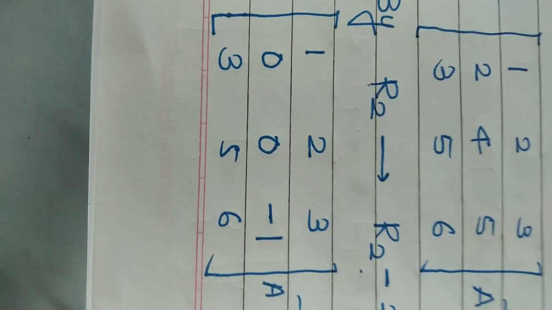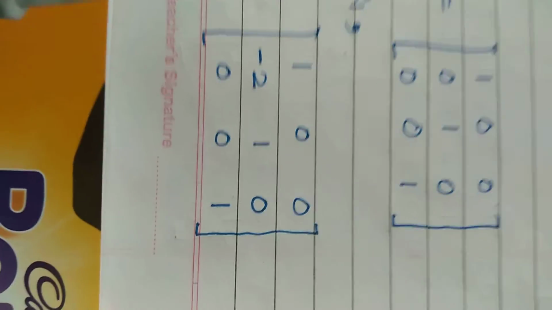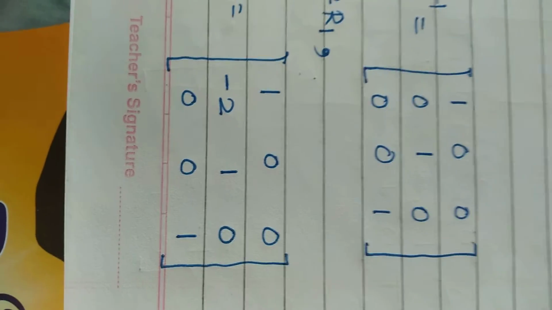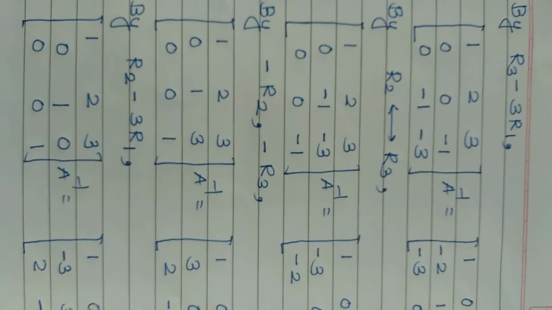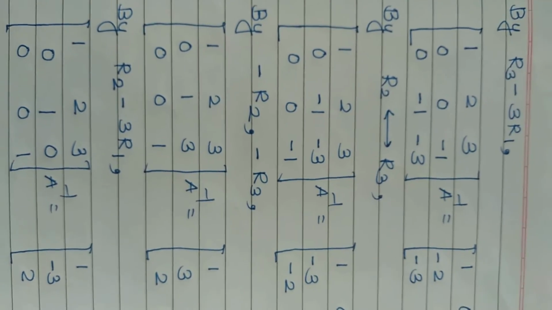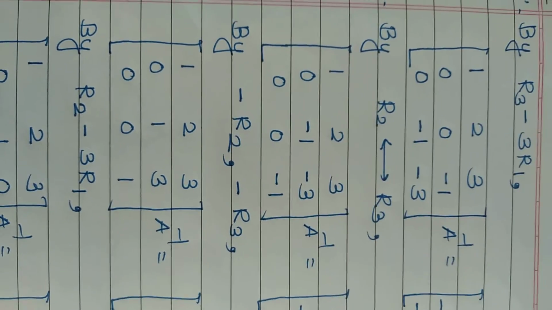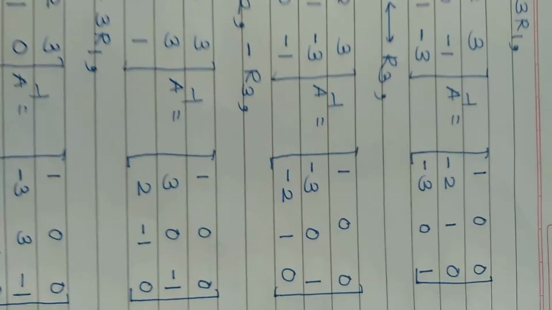So it becomes, on the left, 0, 0, minus 1 in the second row, and on the right, minus 2, 1, 0. Only look into the second row. Then the next operation is R3 minus 3R1. So multiply R1 by 3 and subtract from R3 on both sides. So R3 becomes 0, minus 1, minus 3, and on the right, minus 3, 0, 1.